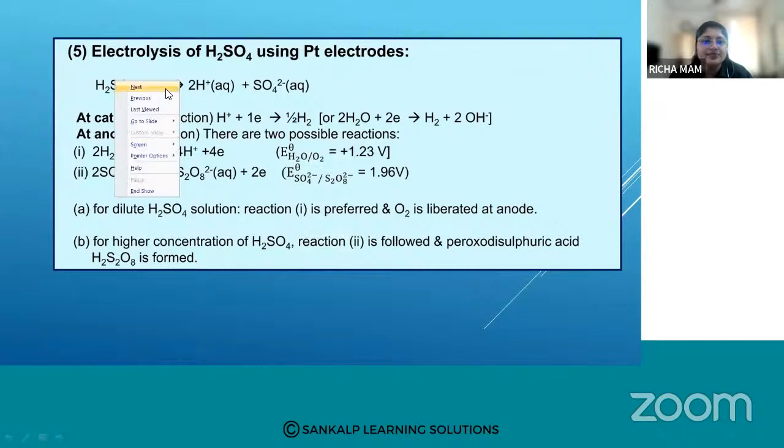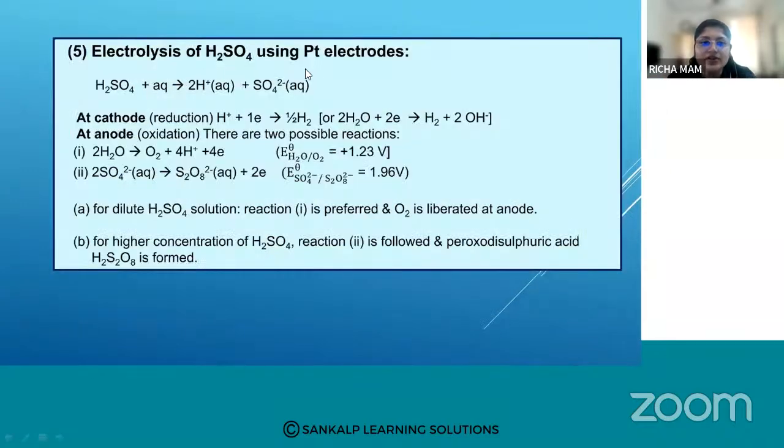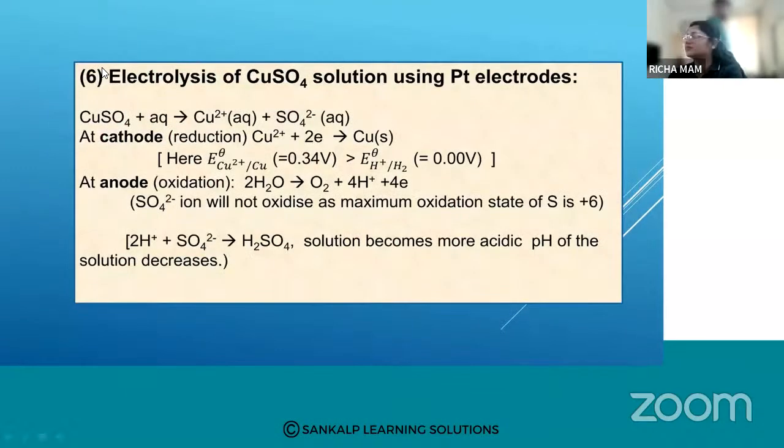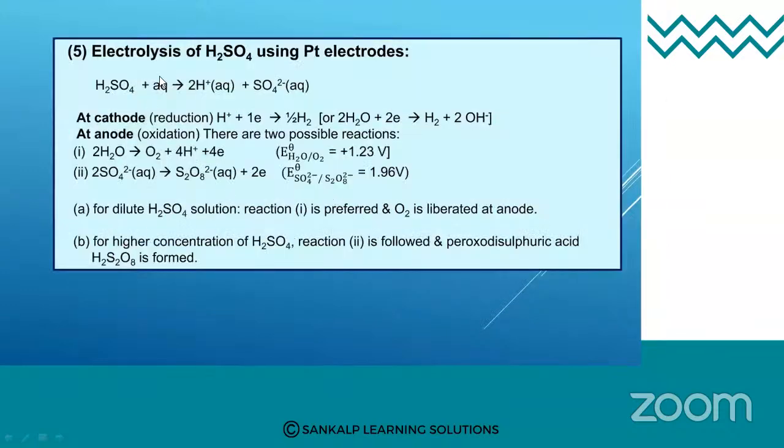So the last one, you have one more: electrolysis of H2SO4 using platinum electrode. These are not there from your exam point of view, we are just seeing them. When H2SO4 is there, it will split into 2H plus and SO4 minus 2. Just see the cathode reaction and the anode reaction. These are the overall reactions.